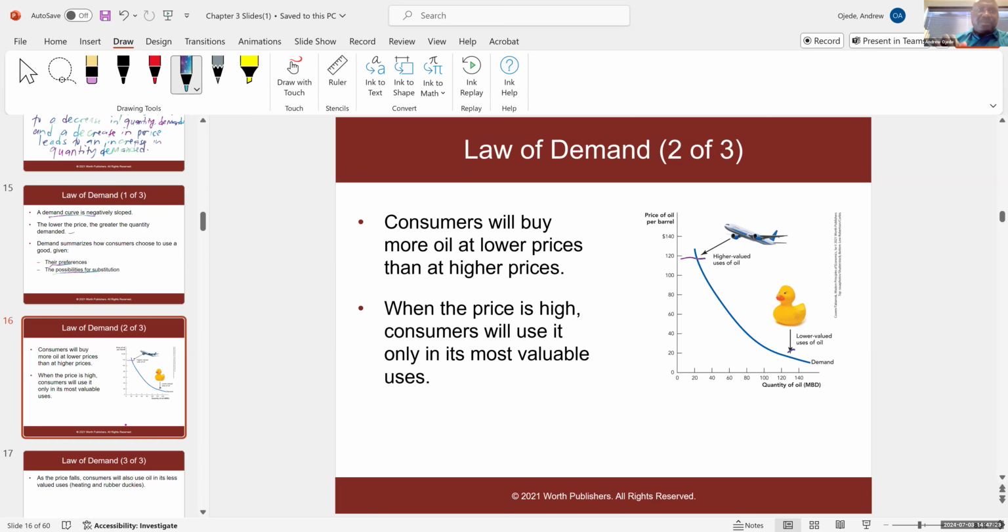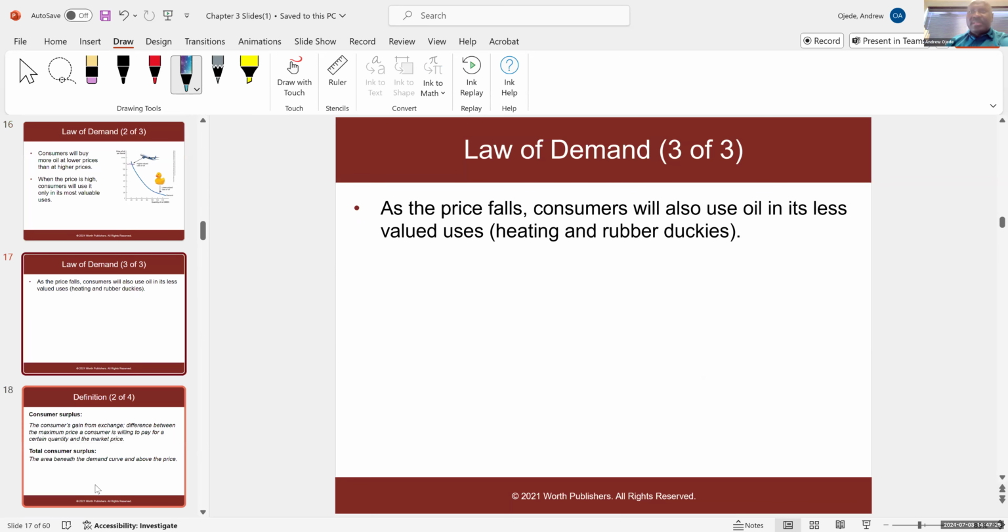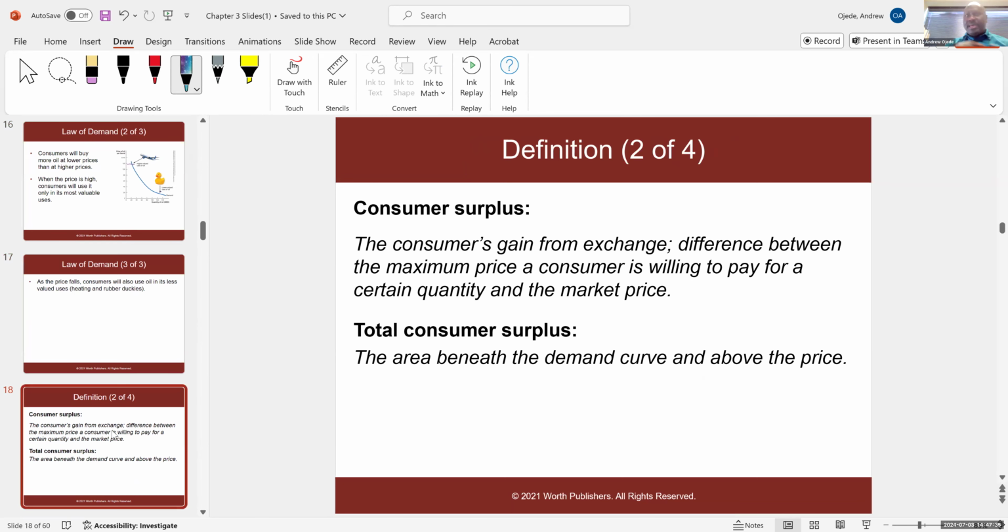So what I'm saying here is that as the price falls, consumers will also use oil in its less valued uses, like heating and rubber duckies, right? That's why, when something becomes expensive, you only want to use it for its most valued use.